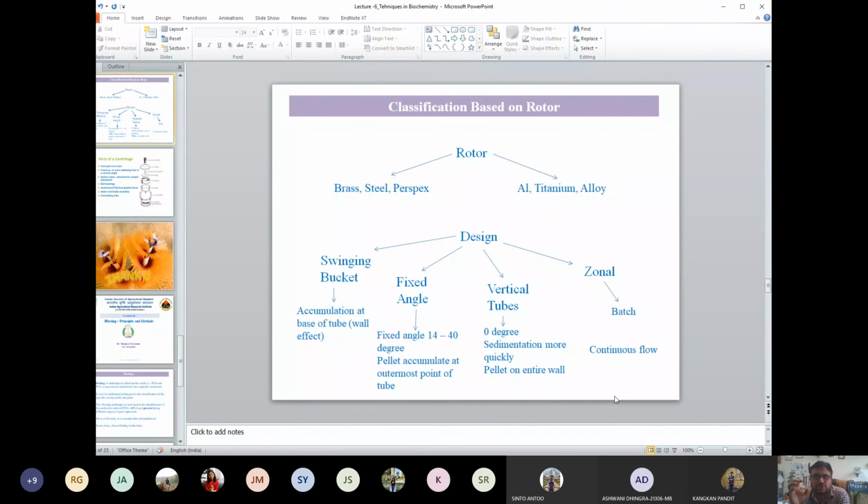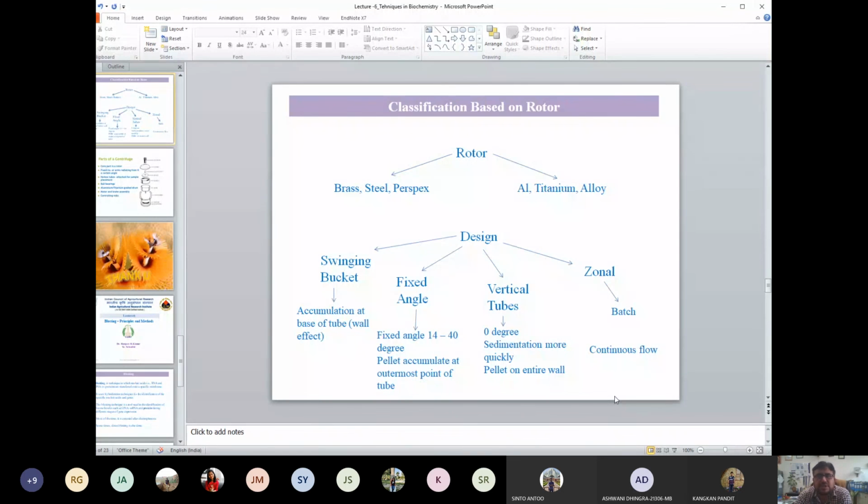So they are also using zonal centrifugation for the separation of the unwanted particles or waste material present in the solution. They use the zonal or continuous flow based method to remove it, and then the purification is carried out. To repeat, the rotor is one of the very important and detachable components of the centrifuge, and this rotor has been classified into different types.